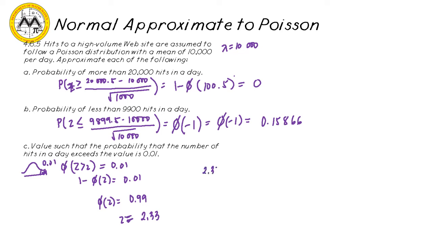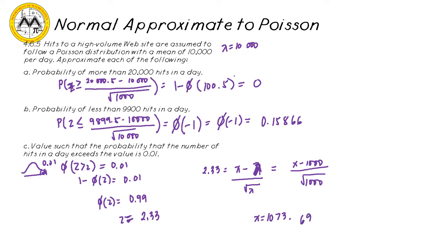So 2.33 is equal to x minus lambda over square root of lambda. We know that lambda is 10,000. So x minus 10,000 over square root of 10,000. So 2.33 times square root of 10,000 plus 10,000 is x, equal to 10,233.